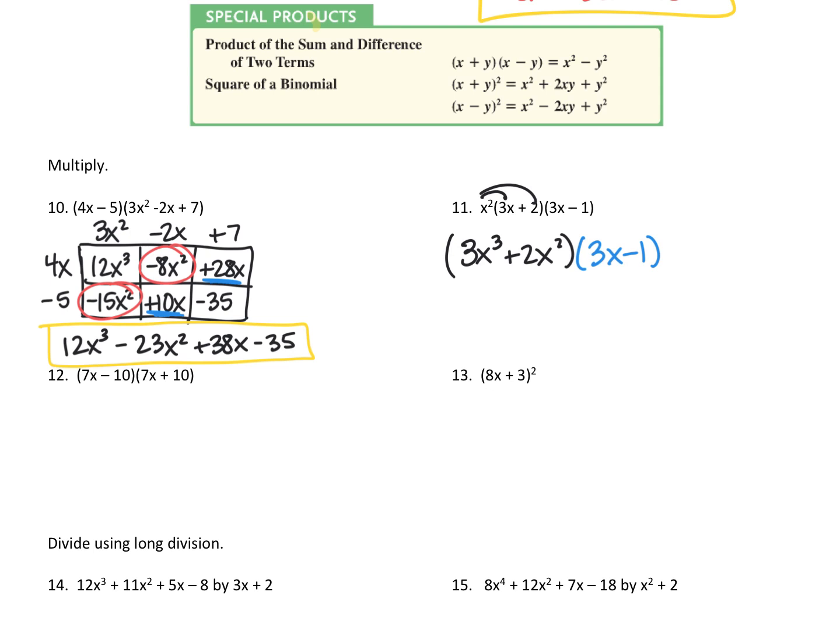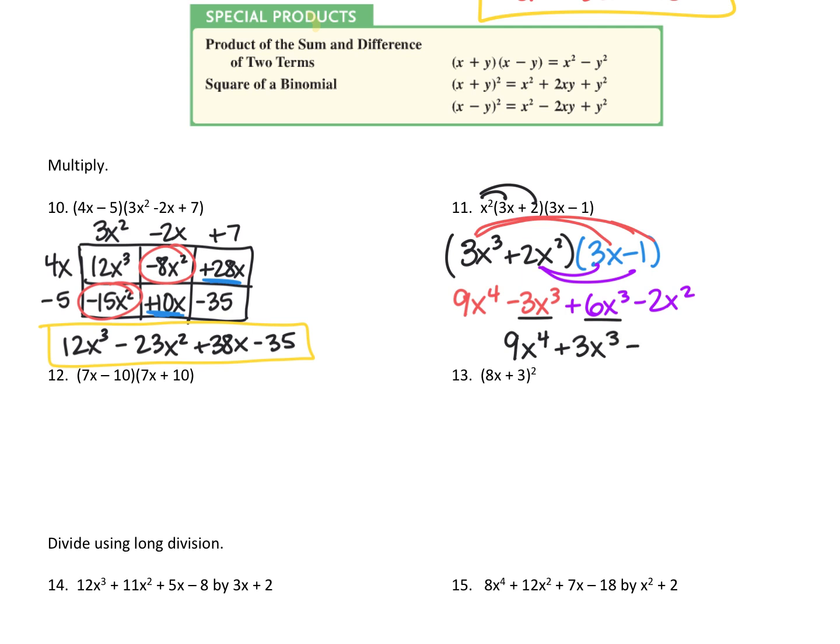So you'll bring that down. And then again, you can use the box method if you want, if you like that better. I'm going to go ahead and just use regular distribution here. So that would be, let's see, 9x to the fourth minus 3x to the third. And now I'll switch colors. Now we'll distribute the 2x squared. So that would be 6x to the third minus 2x squared. You've got a couple like terms here in the middle. Go ahead and combine those. Positive 3x to the third in the middle.